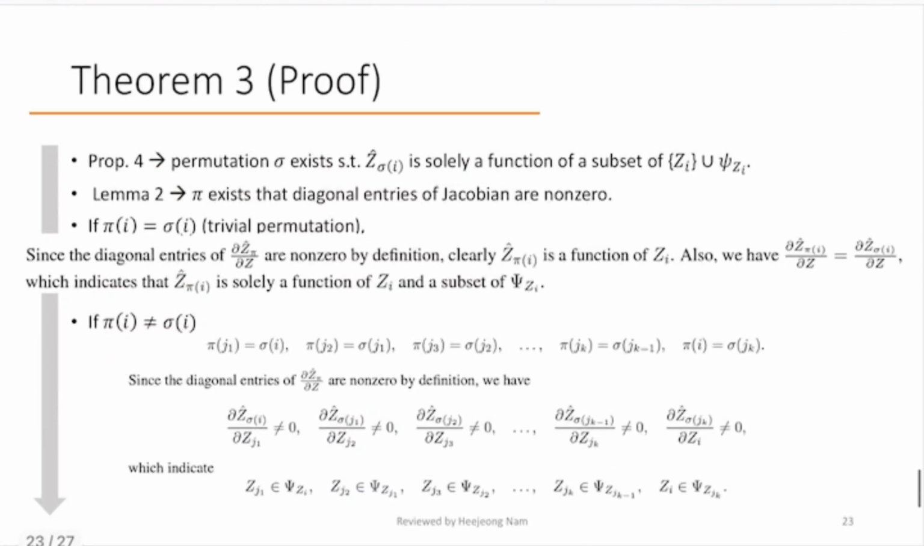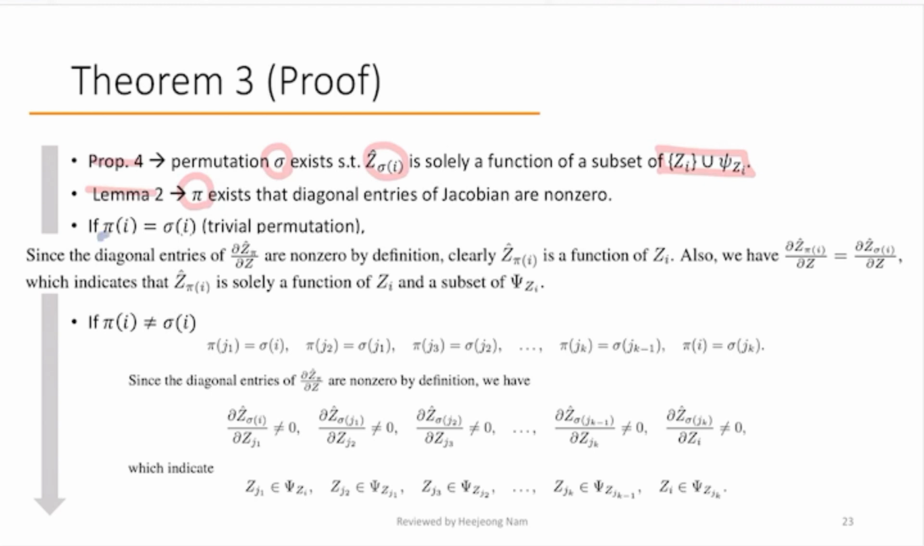Now let's see the proof of theorem 3. We first leverage proposition 4 to use the fact that there exists a permutation sigma such that z sigma i hat is solely a function of a subset of the union of zi and the immediate neighbors of zi. And by using lemma 2, there exists a pi such that the diagonal entries of the Jacobian are non-zero. And here are two cases.